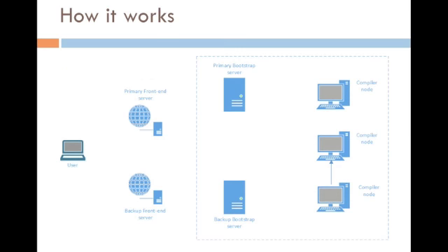Now let us look into how the system actually works. As depicted in the picture, our system architecture consists of the client, primary and backup front-end servers, primary and backup bootstrap servers, and the compiler nodes. The user first submits a job to the front end for compilation. The front end is replicated in order to ensure high availability. The front end then forwards the submitted job to a primary bootstrap server, which is again replicated for availability.